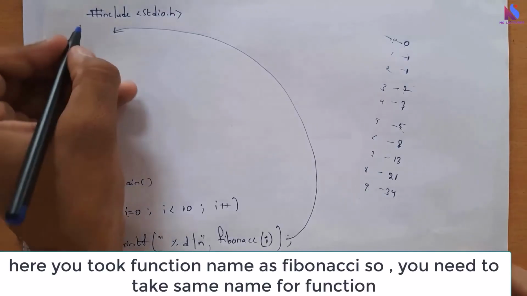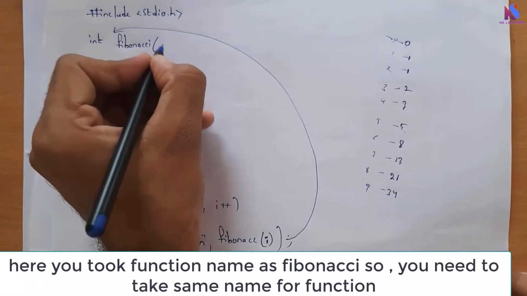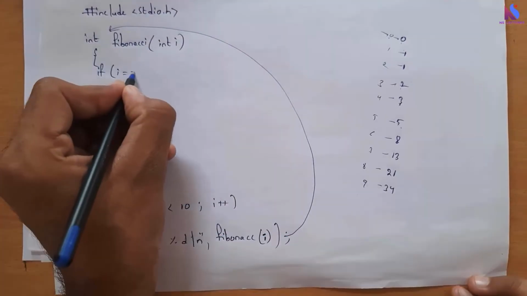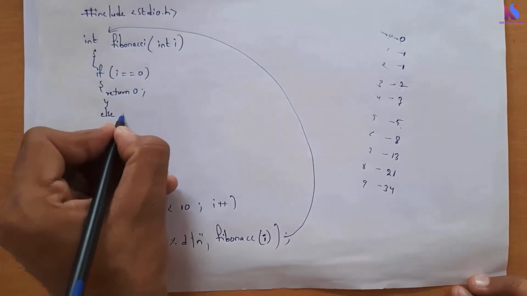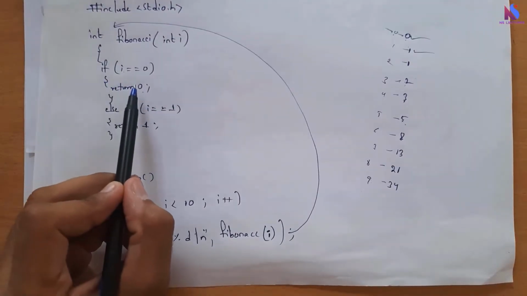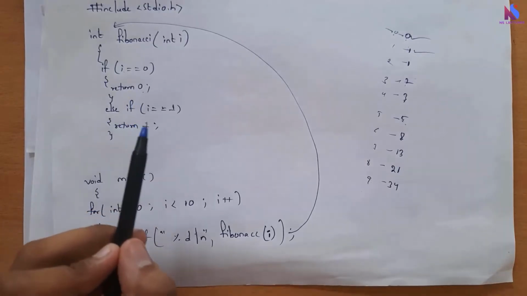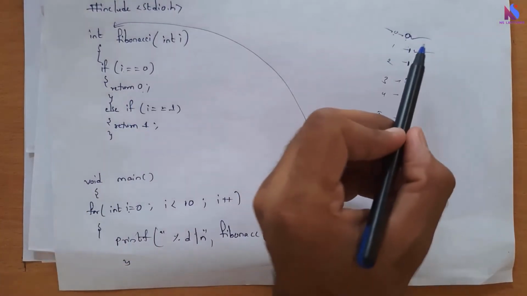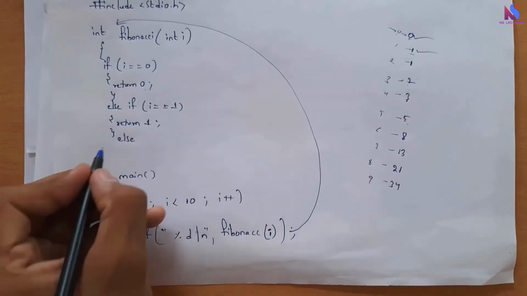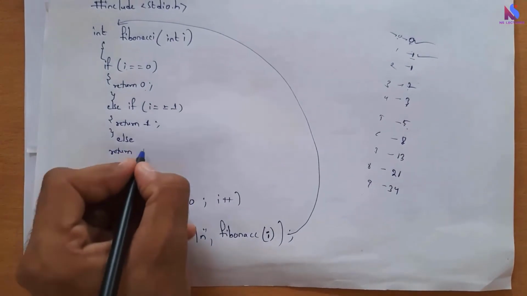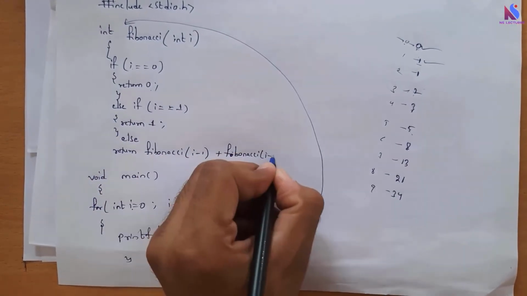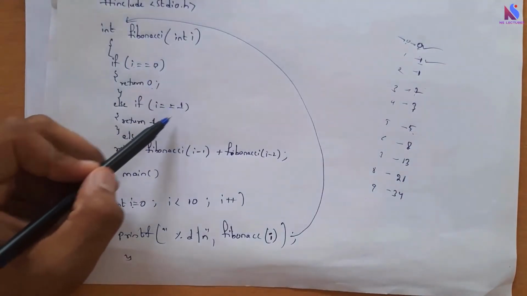So now I am writing the function int Fibonacci of int i. Inside this you need to write if i is equal to 0 return 0, else if i is equal to 1 return 1. Here I took if i is equal to 0 return 0, else if i is equal to 1 return 1 because here the first two numbers are 0 and 1. So I return both of these. After that else return. Now you need to write the formula, that is Fibonacci of i minus 1 plus Fibonacci of i minus 2.